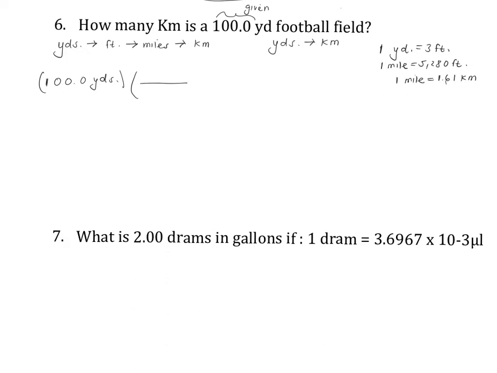And we know that 1 yard is equivalent to 3 feet. And there's 5,280 feet in 1 mile. And in 1 mile, there is 1.61 kilometers. Miles cancels out, feet cancels out, and yards cancels out.